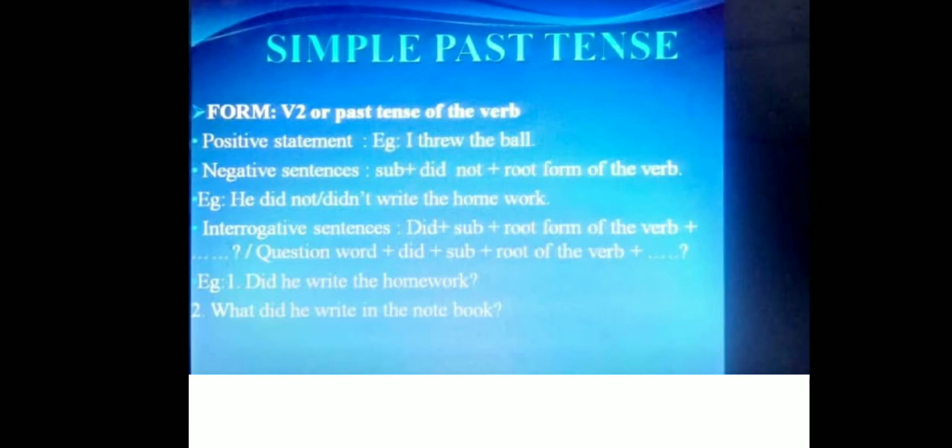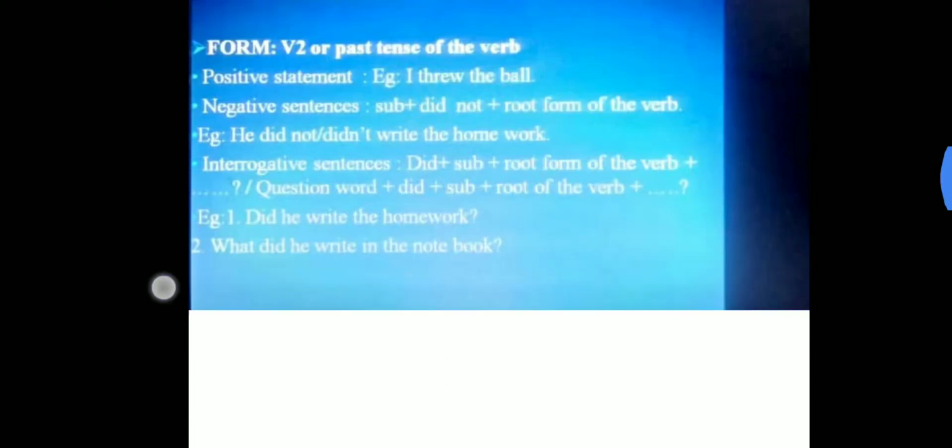Then the interrogative sentence form is did plus subject plus root form of the verb plus question mark, or question word plus did plus subject plus root form of the verb plus question mark. For example, did he write the homework? Or what did he write in the notebook? Both are correct.